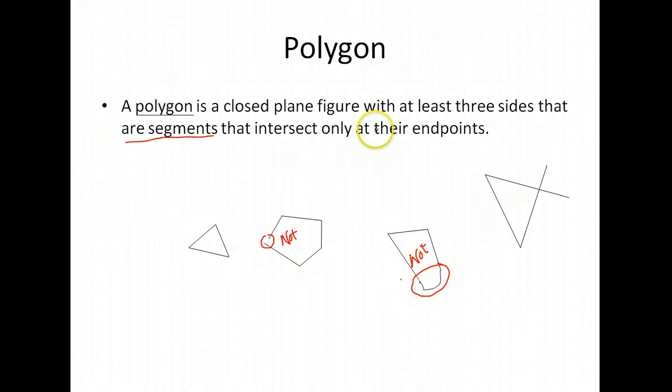That intersect only at their endpoints. Okay, so here's our third example of one that's not a polygon, because you notice these sides are segments, yes, but their endpoints are here and here, and they intersect in the middle of the line and inside the line instead of at the endpoints. Okay, this figure, however, would be a polygon. It has three sides that are segments, they are closed and intersect only at their endpoints.